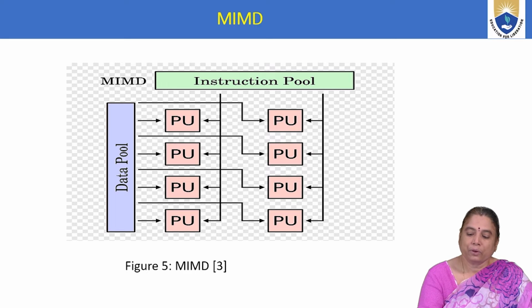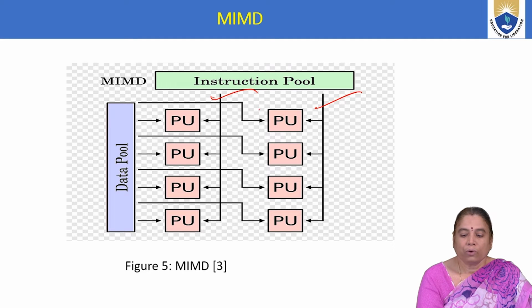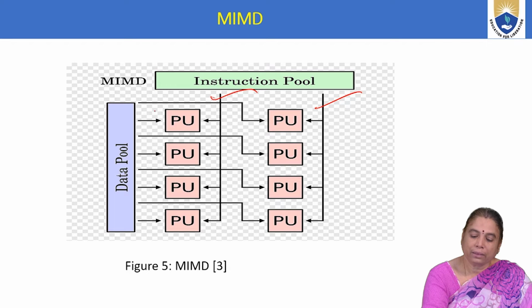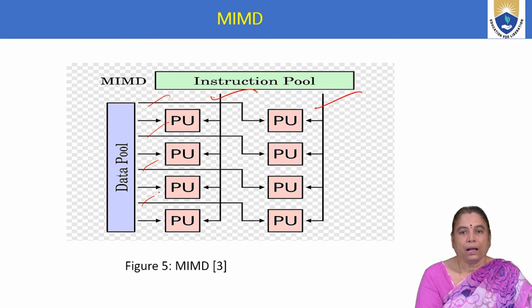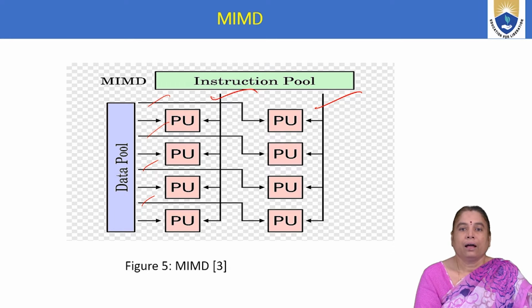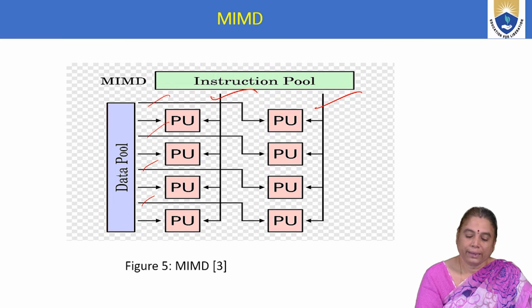Here the processors can be connected with multiple instructions. The bus can be used to fetch more than one instruction in parallel, and the data pool can be connected to each and every processor. So multiple instruction paths and multiple data paths are employed in the MIMD architecture. These four architectures are classified by Flynn.